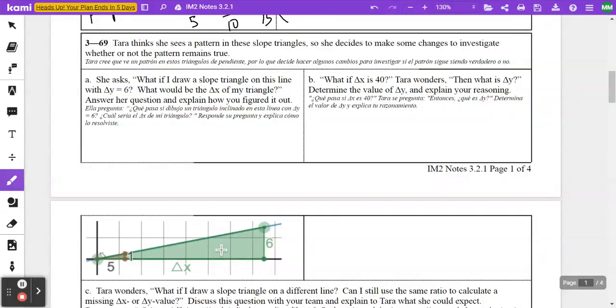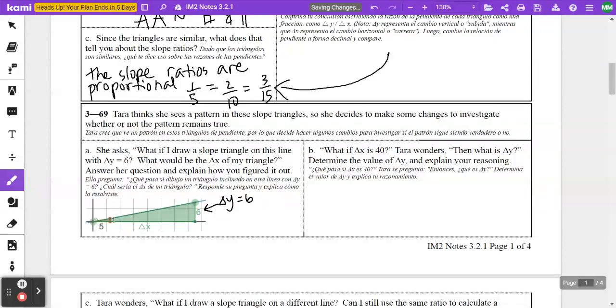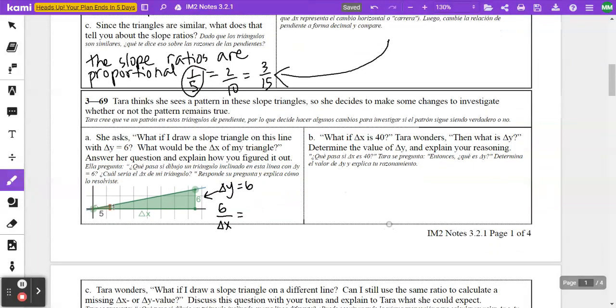The triangle is down here. I paused my recording to move the triangle into view. Okay, so the triangle is right here. And the question is, what if I draw a slope triangle on this line with change in y equals 6? That's right here. What would the change in x be? Well, if change in y is 6, then our slope is 6 over change in x. And I know it has to be proportional to 1/5. So I can solve that. 6 times 5 equals change in x, so 30 equals change in x. And that's all you have to do: set up a proportion and solve.